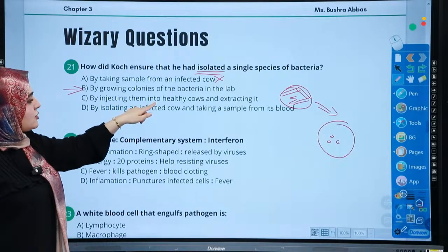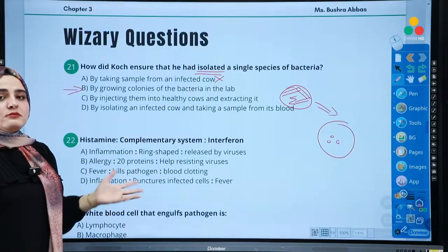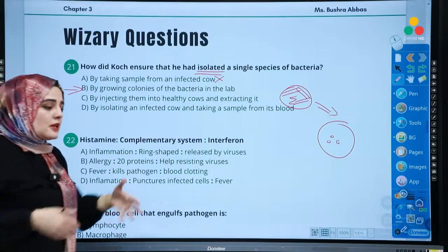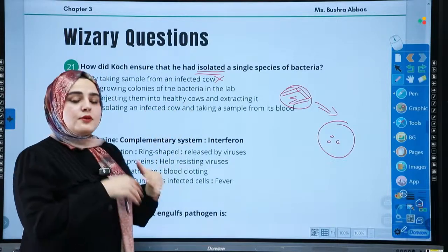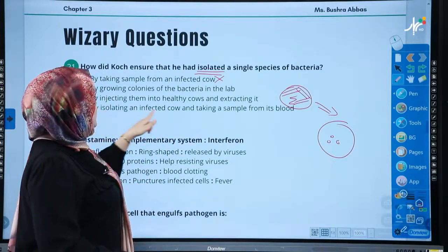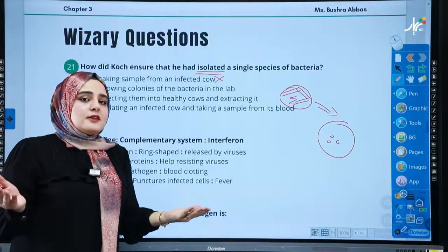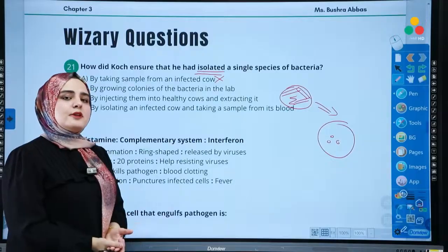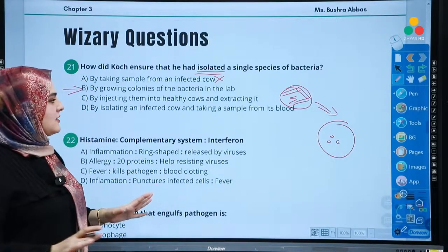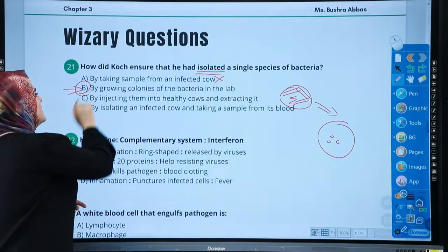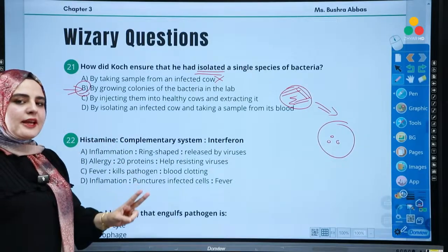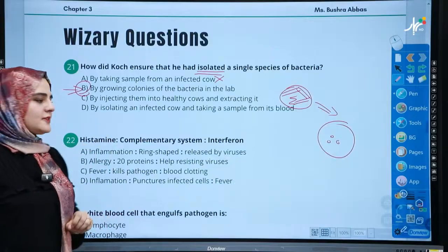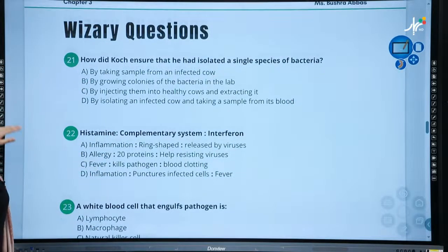By injecting them into healthy cows and extracting it. That doesn't help. You have a sample, and you inject it. Even when you extract it, again, it's a sample. It's going to be mixed. Another one, isolating the cow. Isolating the cow has nothing to do with the bacteria, because the cow itself has so many types of bacteria in it. So that doesn't change anything. Our answer is B. In step 2 of Koch's postulates, we isolate in the lab by a certain method, growing colonies. Very nice. Let's move on.